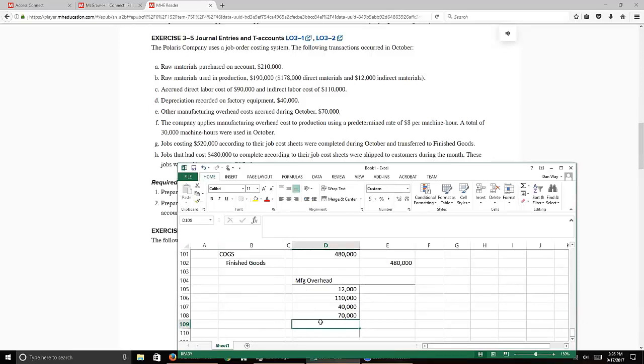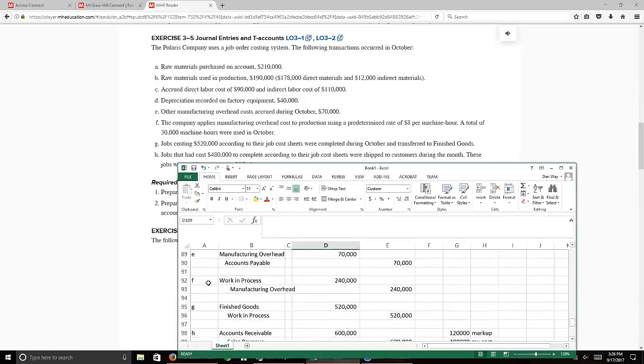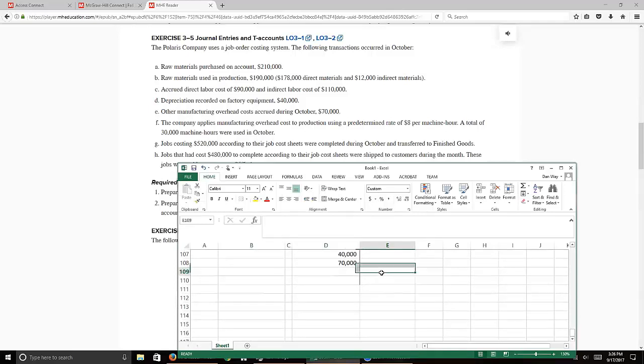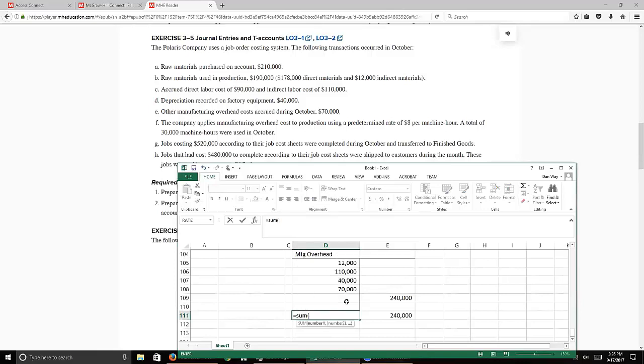So those were all the overhead costs we incurred or accumulated. We also applied overhead back in letter F for $240,000. So I would see a credit here in manufacturing overhead for that $240,000. So that's all that happened in the overhead account for this particular month. So let's total up our debits and credits and then worry about what to do with that. So our total on the credit side is the only entry we have, $240,000. And then on the debit side, I'll just sum these.